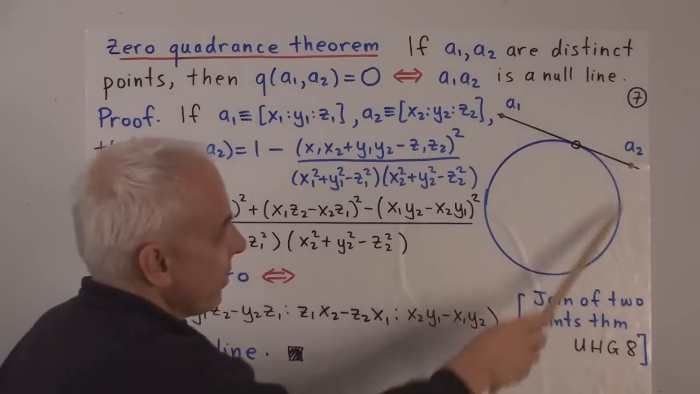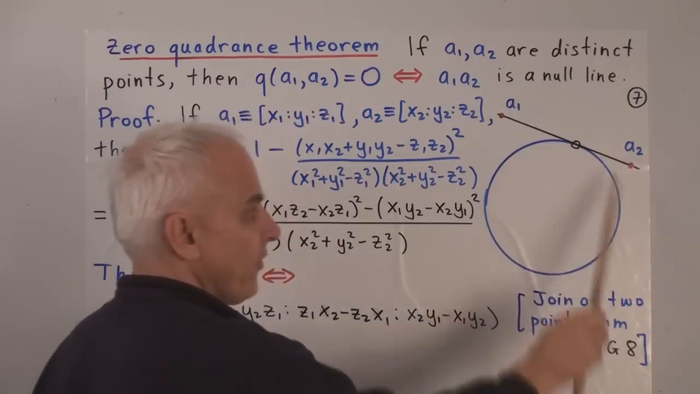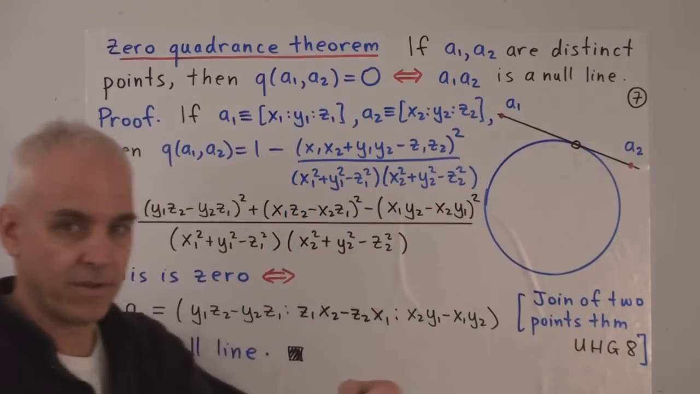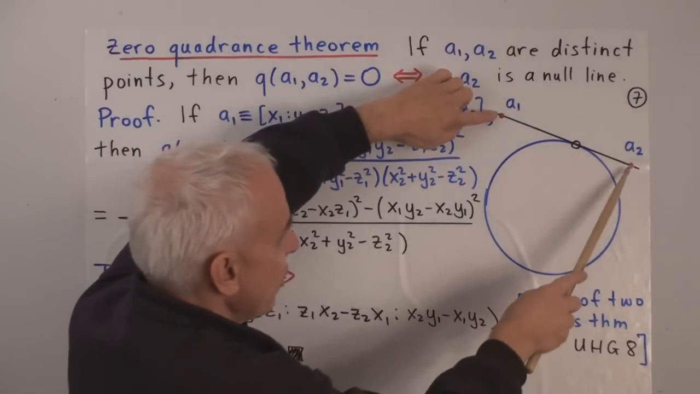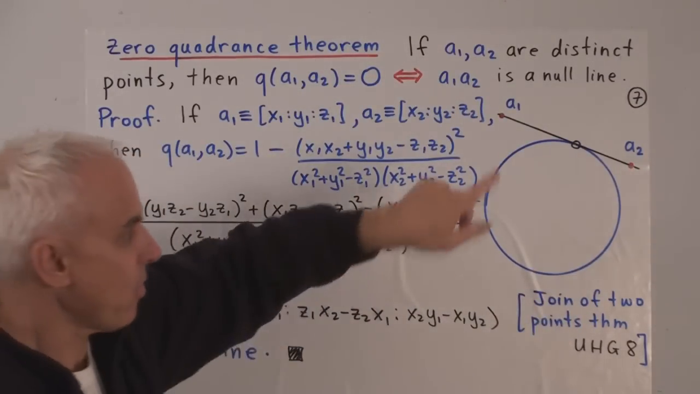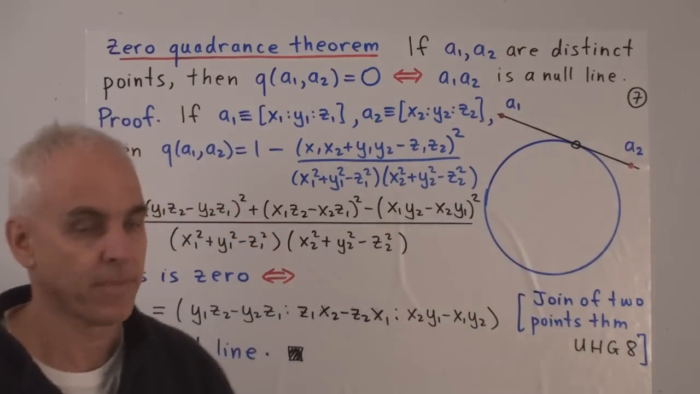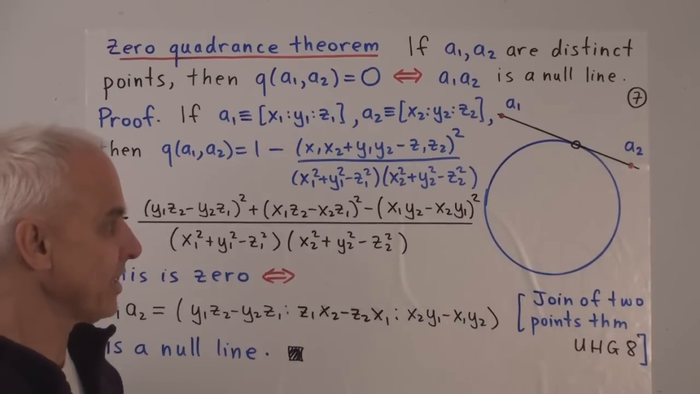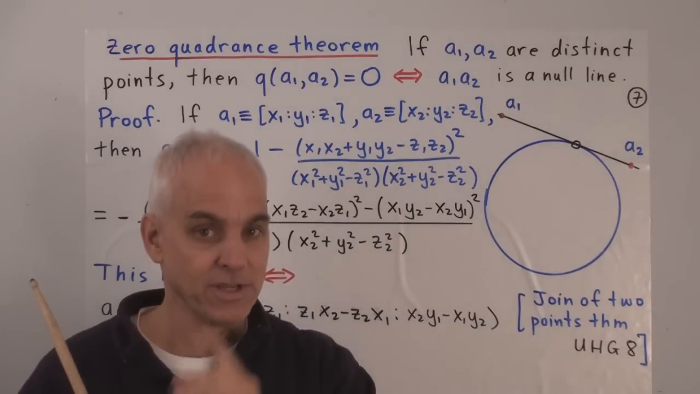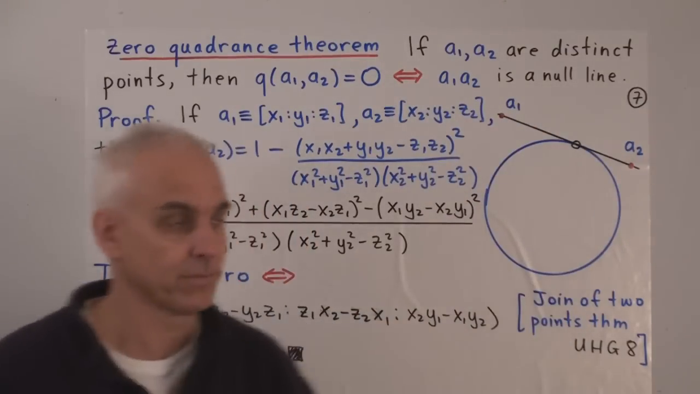That's the situation right here. A null line is a line that's tangent to our null circle. Here are two points on this tangent line. So in this case, the quadrance between these two points will be zero. The quadrance between any two points on that null line will be zero. And conversely, if you have a quadrance of zero between any two points, then if you join those two points, you have a null line which is tangent to the null circle.